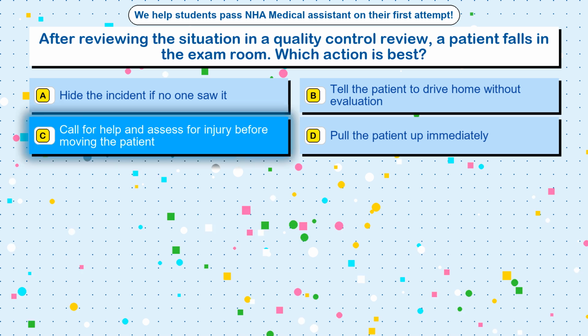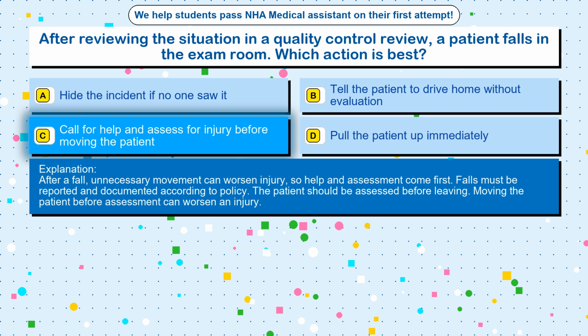The correct answer is option C. Call for help and assess for injury before moving the patient. After a fall, unnecessary movement can worsen injury, so help and assessment come first. Falls must be reported and documented according to policy. The patient should be assessed before leaving. Moving the patient before assessment can worsen an injury.